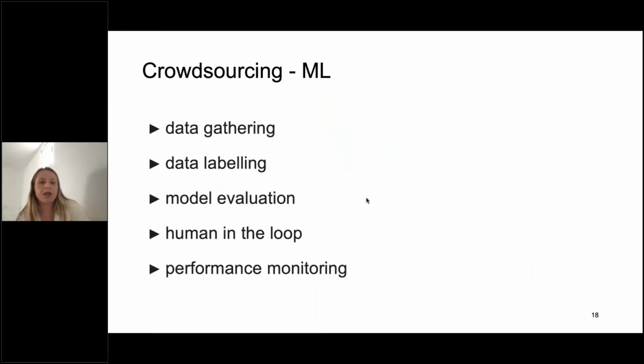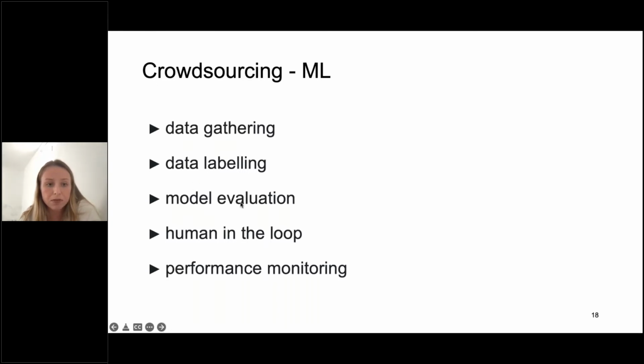And how could crowdsourcing be used in machine learning? I just wanted to point out here that it's not only data labeling, but it could actually be used for many steps. It could be used for data gathering. So you could ask people, for example, if you want to train a computer vision algorithm to recognize faces, you can ask people to take selfies and gather them. The traditional use, and this is the point we will be talking about, is data labeling.